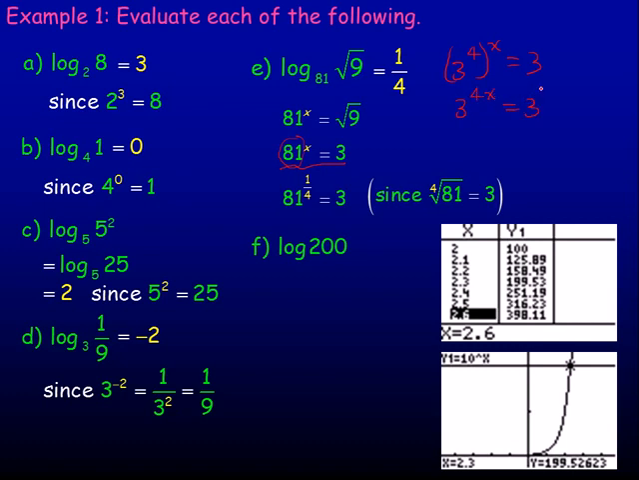Now, the 3 on the right is the same as 3 to the 1st. And if these two powers have the same base, then we can equate the exponents. The 4x should equal 1. And so dividing out the 4, we get x is a quarter. So that's another way that you can get x as a quarter.